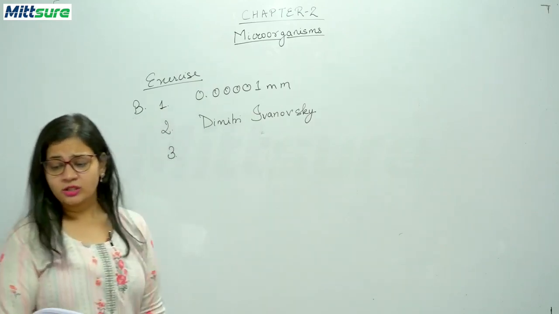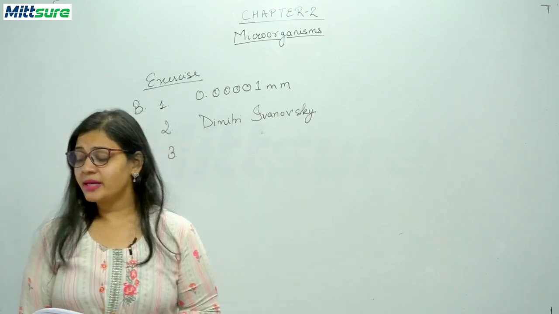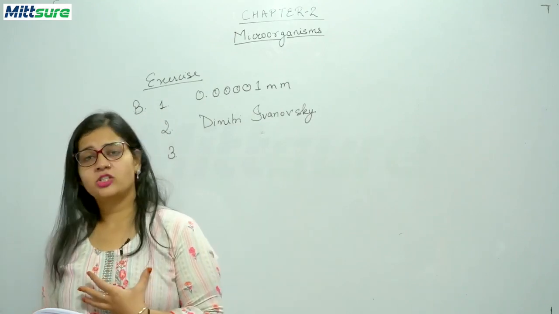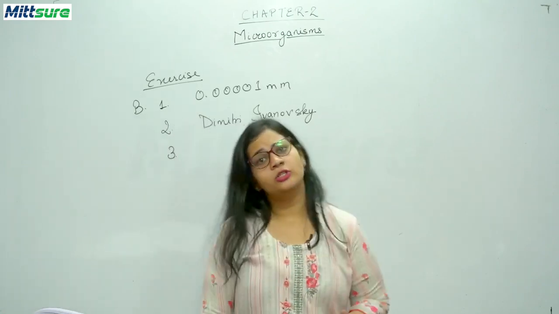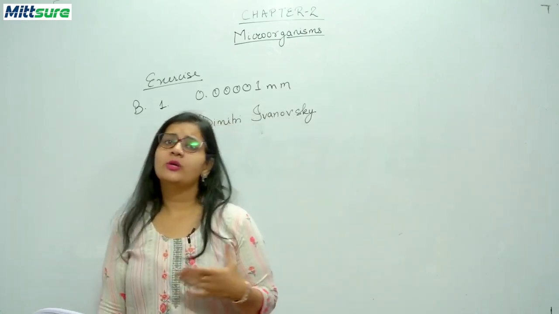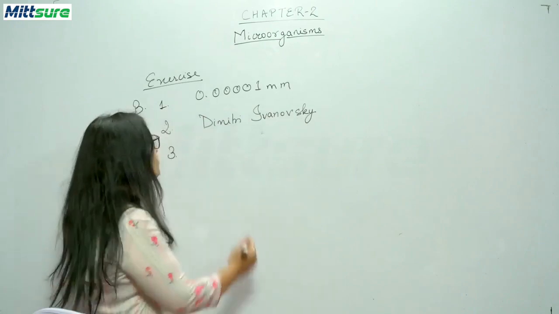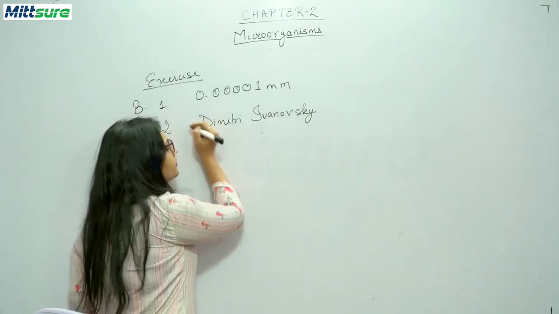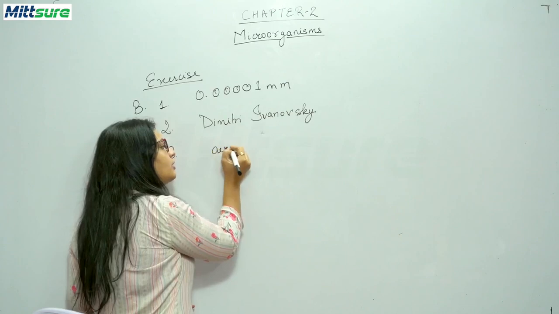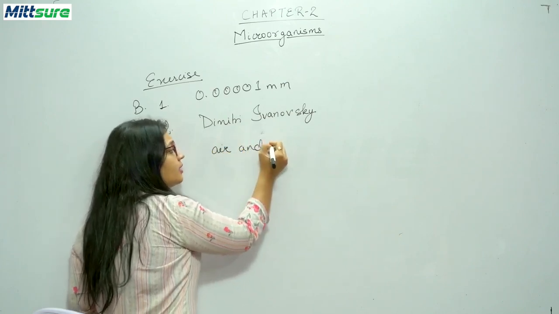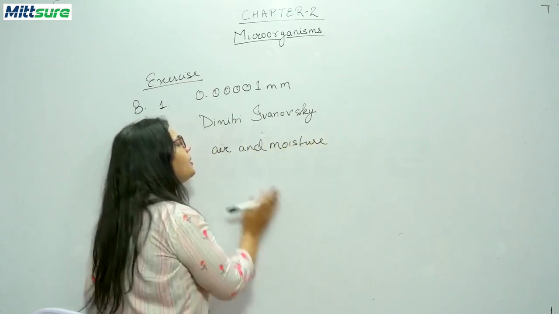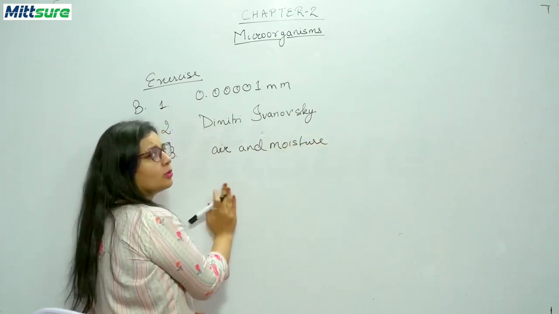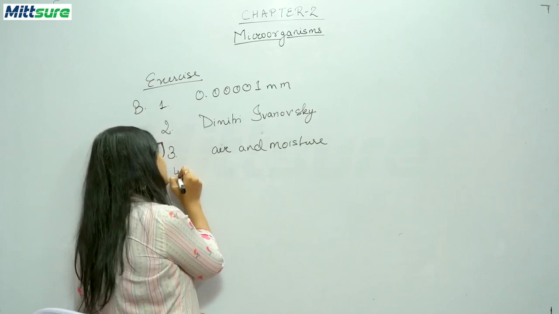Now the third question. The microorganism cannot grow in the absence of dash. Now students, the answer can be two things, air and moisture. So you can write any one answer or you can write both. So I will be writing both for you, air and moisture. So both are correct. Okay, if you write air, moisture, both are correct for you.